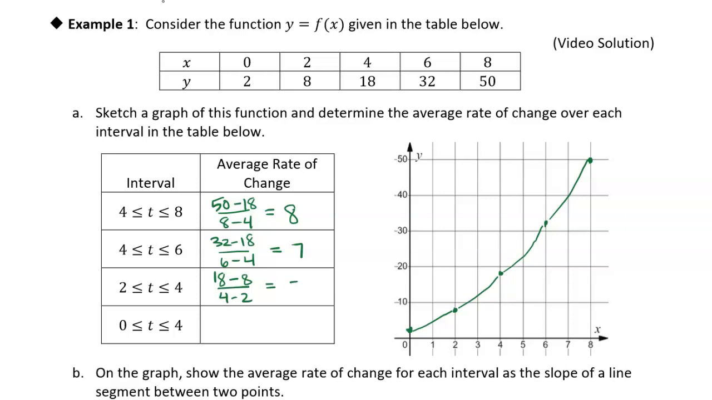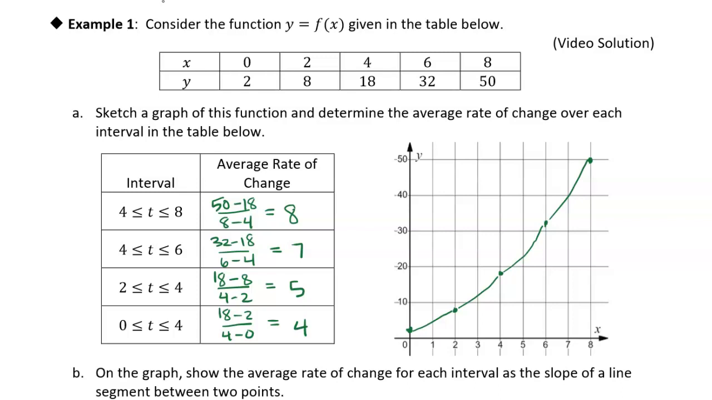So I get 5. And then the next interval is from 0 to 4. So f of 4 is 18, f of 0 is 2, and then we're going to divide by 4 minus 0. So I get 4. So those are our average rates of change over the intervals we're asked for.